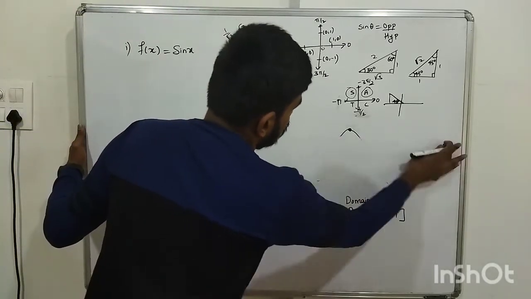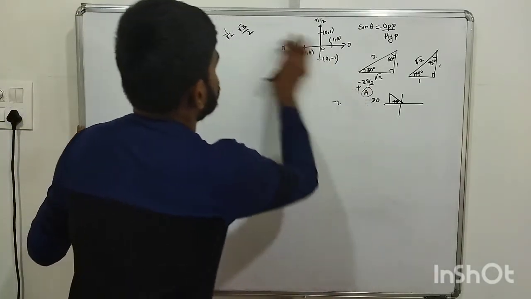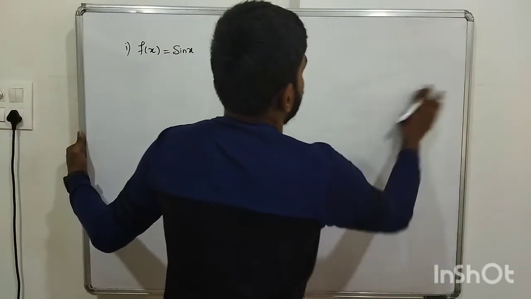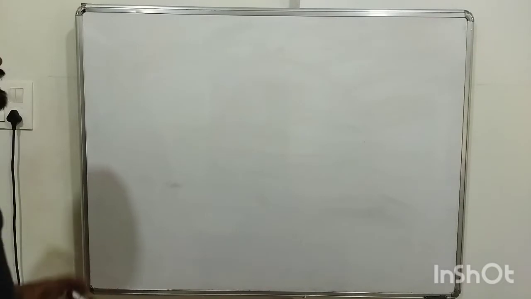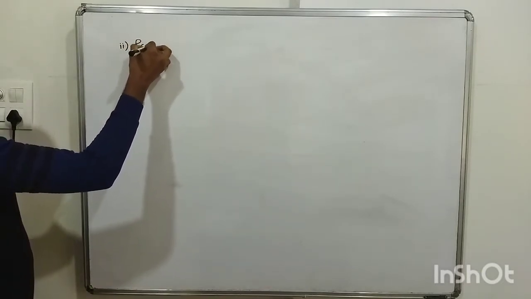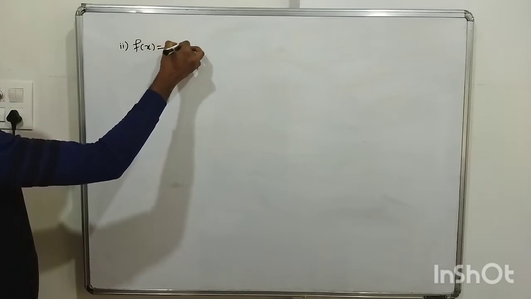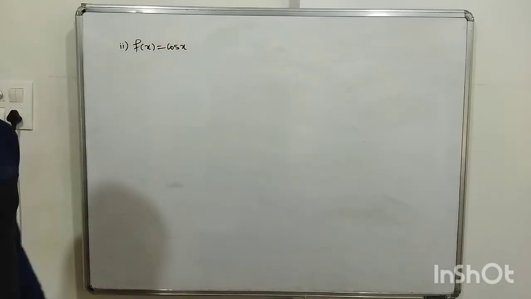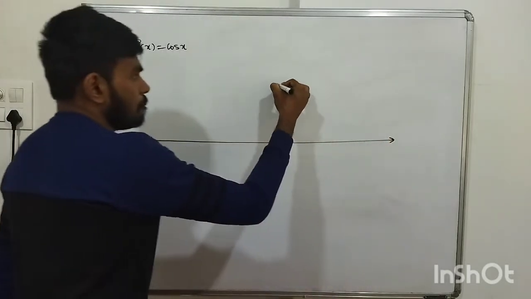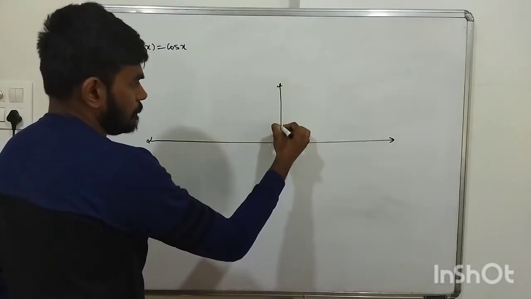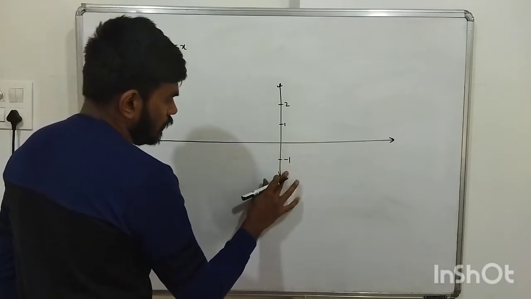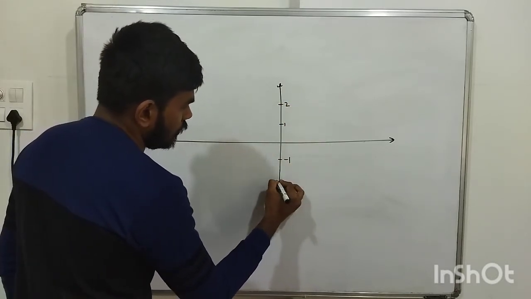Next we will see the graph for cos x. Second, f of x is equal to cos of x. So again this graph will also be similar if you see properly, okay. Again 1, 2, and I don't think beyond 1 anything is required, okay.